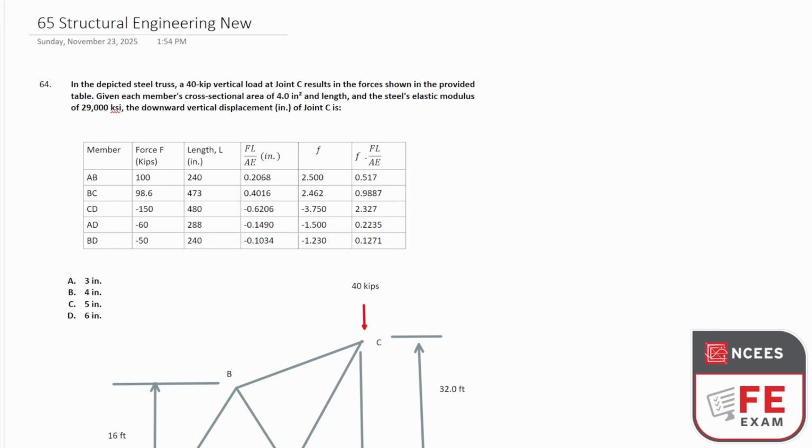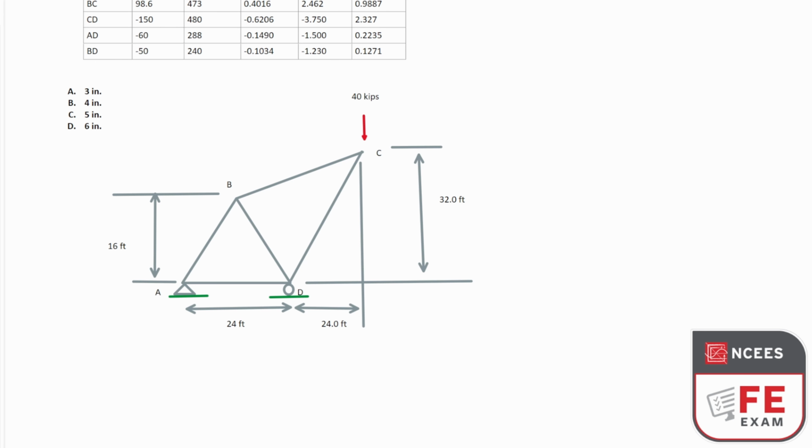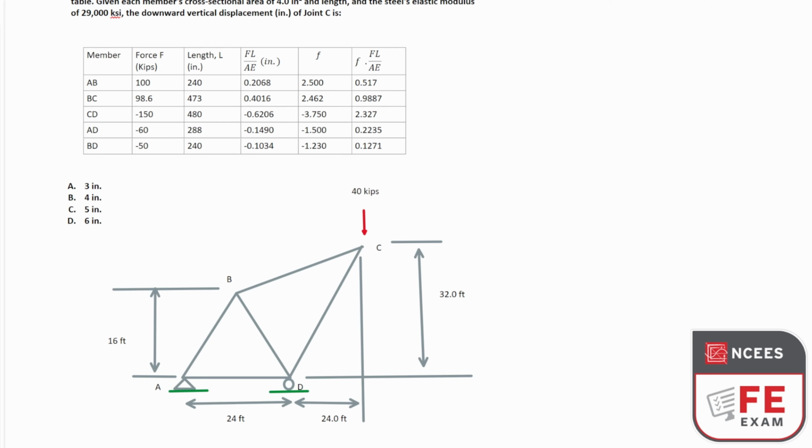Got it? Then we have F. What exactly is this F? And it has no units as well. Very interesting. So F is nothing but if we are applying a 1 kip of load at joint C instead of 40 kips, then what would be the force in each of the members? If you observe carefully, all these forces are the resultant of 40 kips being applied at joint C initially. But if we are about to replace this 40 kips by 1 kip, then each of this force would be reduced by 40. So F divided by 40.